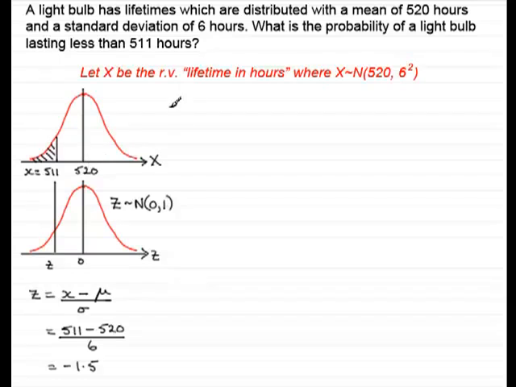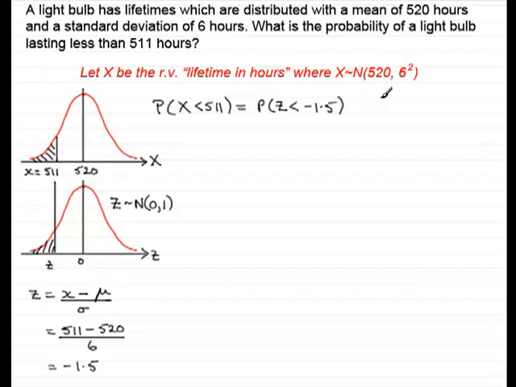Now working out the probability that x is less than 511 is exactly the same as working out the probability of being less than this z value here of minus 1.5. So we just write that in. That's the same as the probability that z is less than minus 1.5.